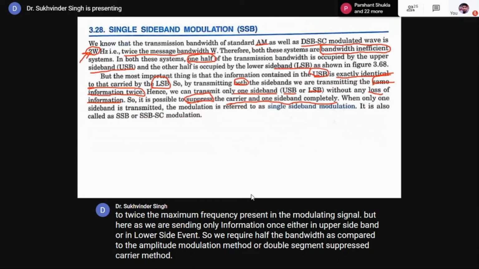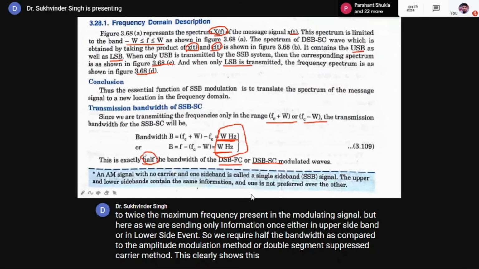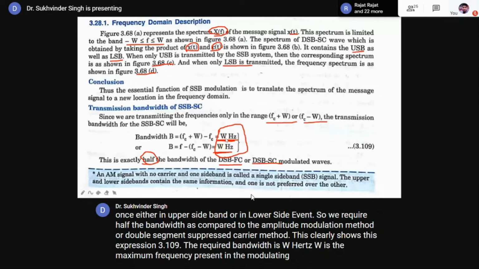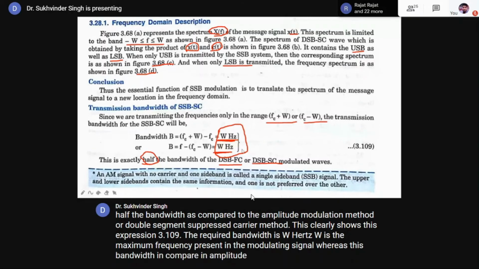This clearly shows in expression 3.109. The required bandwidth is W hertz. W is the maximum frequency present in the modulating signal, whereas this bandwidth, in comparison to the amplitude modulation method and double sideband suppressed carrier method, is half.